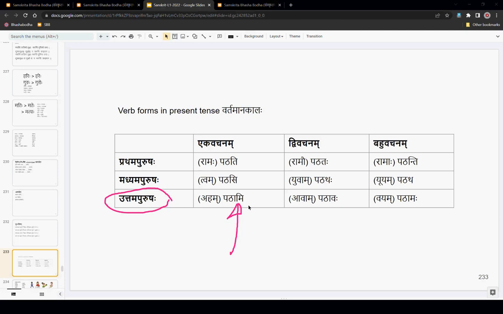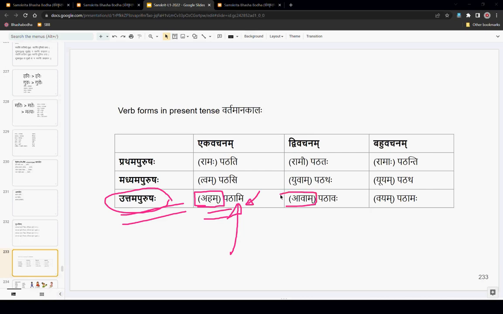In the present tense. So Uttama Purusha is used when the Kriya or the action is done by me. That means when the Karta or Kartru or the subject is the word Aham. The word is important. Aham is the Kartru Padam in the sentence for the Kriya, then the Uttama Purusha form is used.